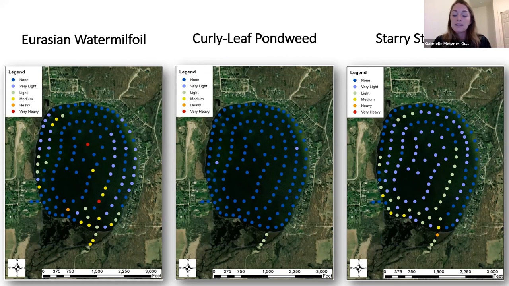So that's something to keep in mind, because the things that you would use to treat starry stonewort would be the same thing that will kill chara. So you just want to keep that in mind. And all it will do is burn the starry, because of the way that it grows. We've never really seen any eradication or complete control with herbicides or algicides, sorry.